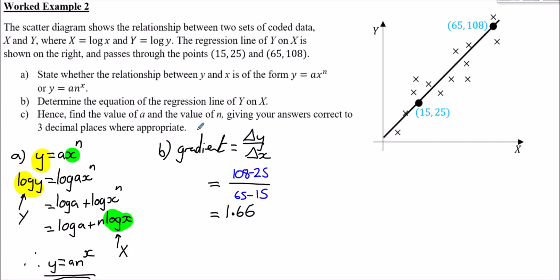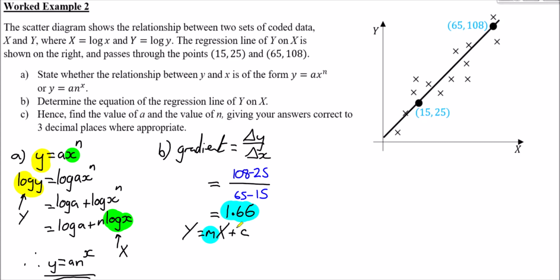So because this is of a form here, as we can see, it's going to be big Y equals mx plus c, where m is the gradient. We just worked out the gradient of this regression line. The gradient m is 1.66.